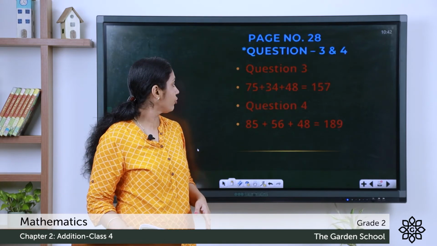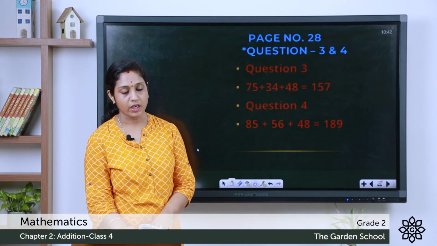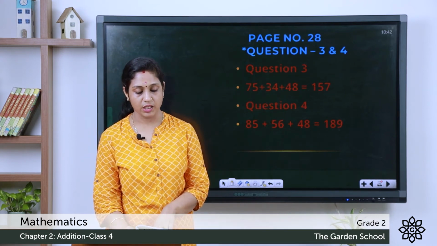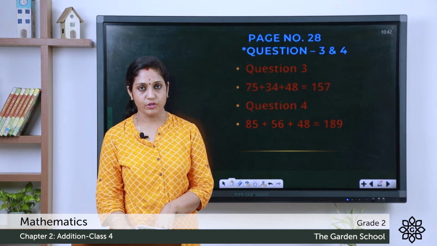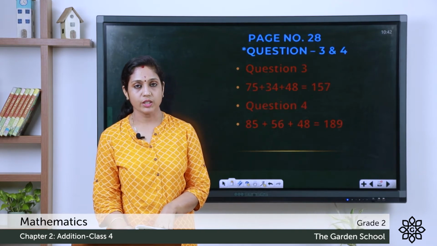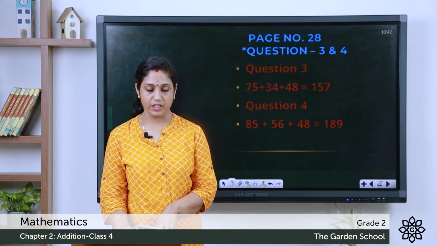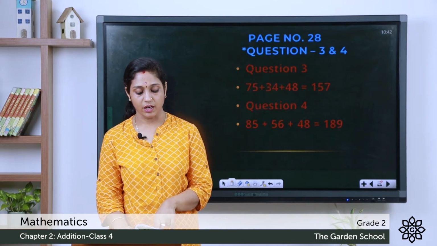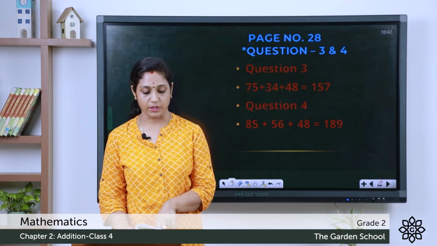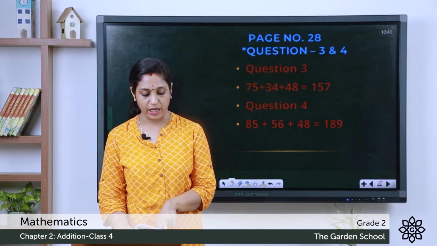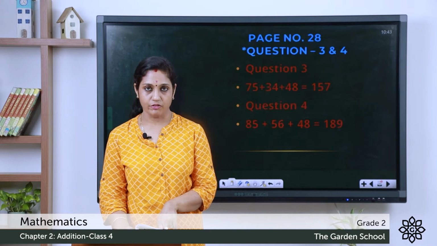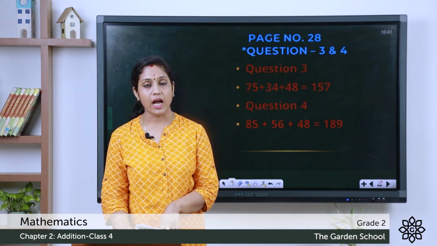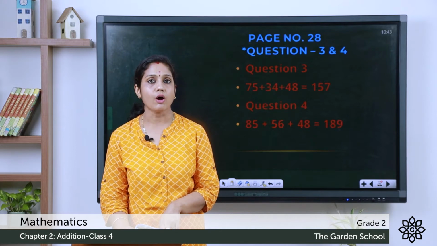Next question, the fourth question, you have: in a toy shop there are 85 toy cars, 56 soft toys and 48 board games. How many items are there in all? So, in a toy shop there are cars, soft toys and board games. There are 85 toy cars, 56 soft toys and 48 board games. We have to find out how many items there are altogether.